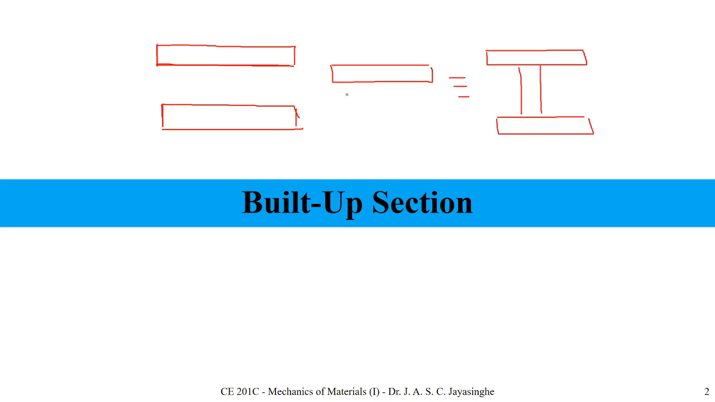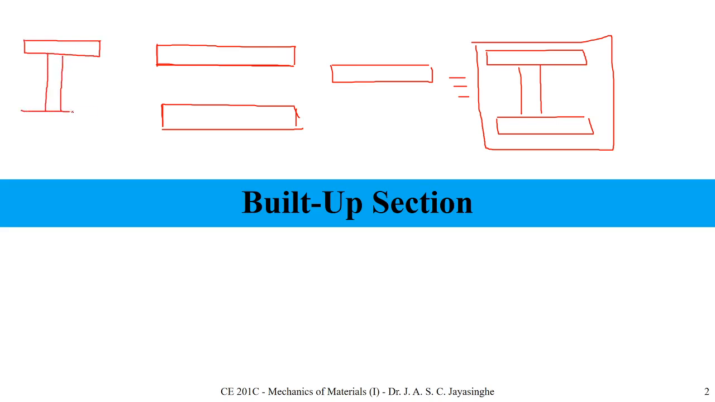Currently it has three plates. Now we assemble them to get a build-up I section. When you come to the build-up section, it is not like the previous case. In the previous case, I sections, it can be steel or any other material, but these are cast in one shot. There are no connections or other things. We directly cast it and use it. So these are not build-up sections.